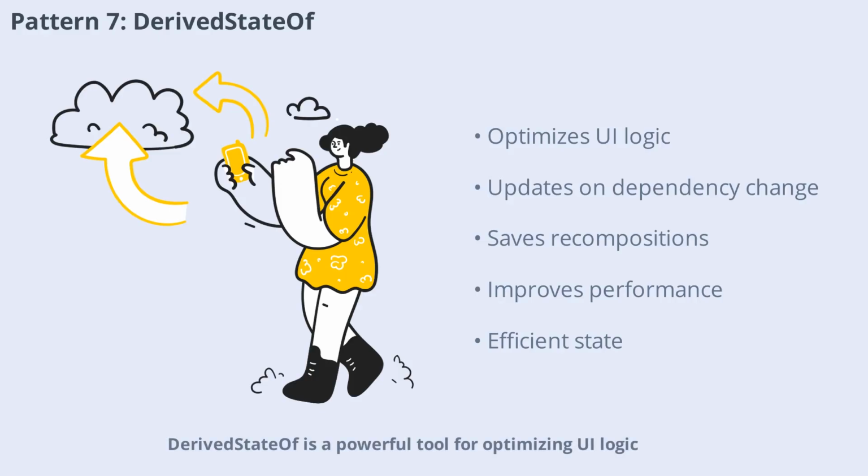derivedStateOf is a powerful tool for optimizing UI logic. It lets you create derived state that only updates when its dependencies change. For example, you can use derivedStateOf to check if a form is valid based on email and password fields. This pattern saves recompositions and keeps your UI efficient. It's a small change that can make a big difference in performance.